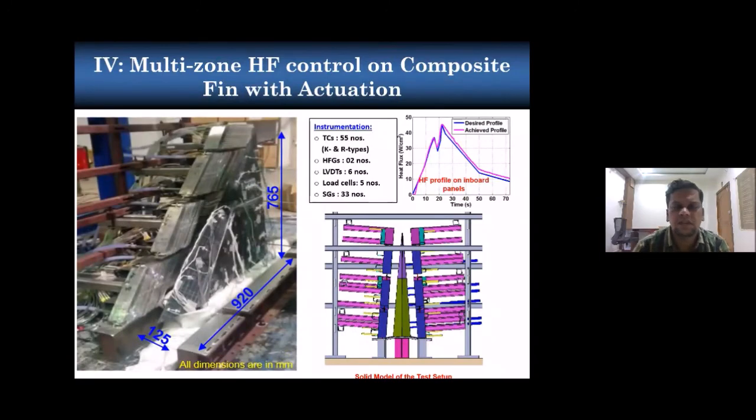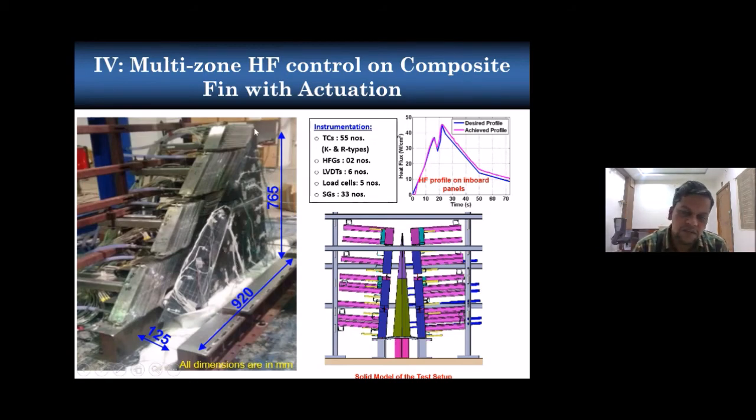Then the next one is this composite fin. Here you can see a composite fin. The construction of the fin is with an aluminum structure inside. Externally it has carbon phenolic plates. The leading edge is made of carbon and the fin tip is also carbon. During thermostructural testing, the fin also should actuate because it is directly connected through a shaft to the actuator. The actuator is placed inside the fin.